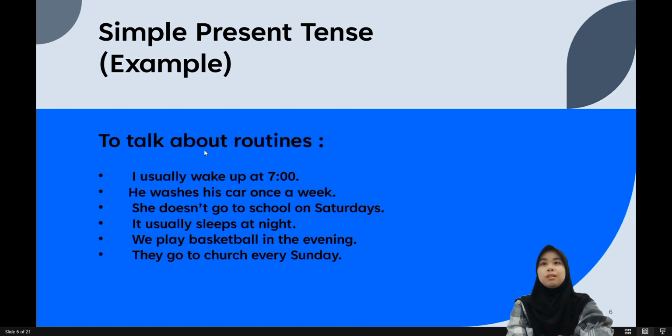And then examples to talk about routines. I usually wake up at 7. He washes his car once a week. She doesn't go to school on Saturdays. It usually sleeps at night. We play basketball in the evening. They go to church every Sunday.